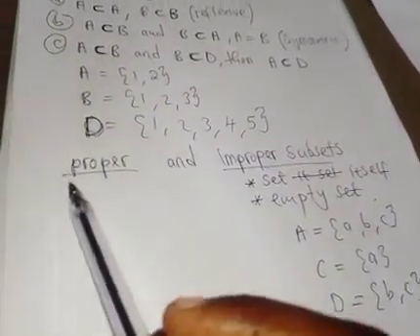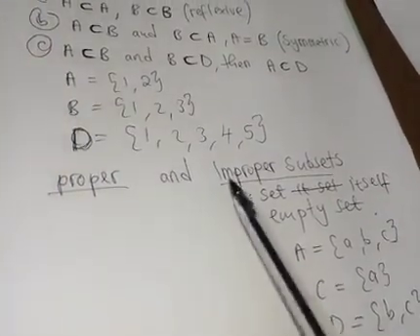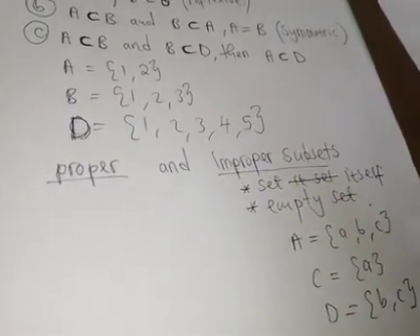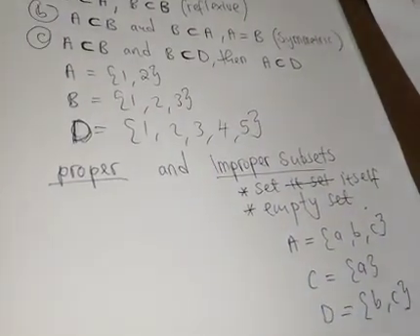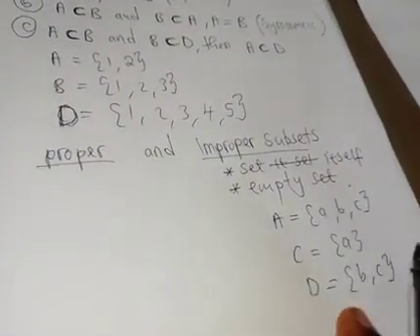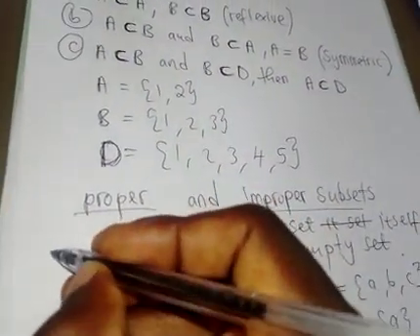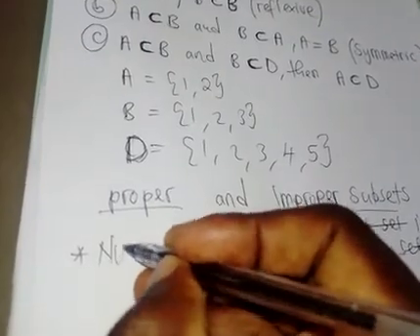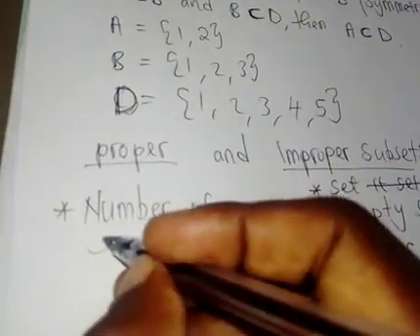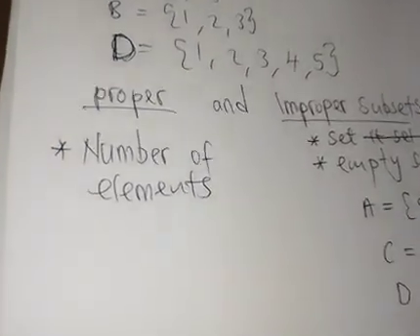I'm sure I've even explained what a proper subset is. So if we exclude the set itself and an empty set, the other subsets that remain are called proper subsets. So we'll look at how to calculate the number of subsets in a given set. So before that, how do we find the number of elements in a set?